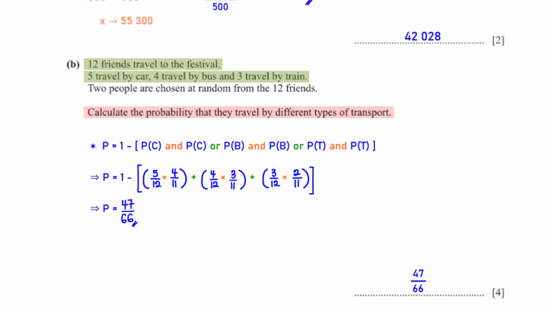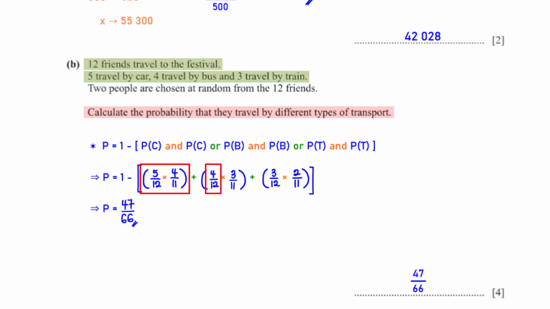The probability that the first person chosen travels by car is equal to the number of friends who traveled by car, which is 5, divided by the total number of people, which is 12. After this person is picked, the pool reduces by 1. And so the probability that the second person chosen also travels by car is 4/11. The probability that the first person chosen travels by bus is equal to the number of friends who traveled by bus, which is 4, divided by the total number of people, which is 12.